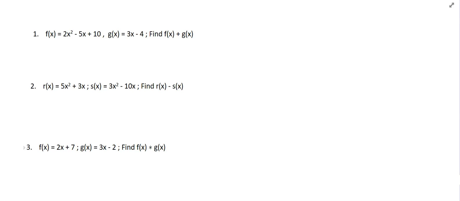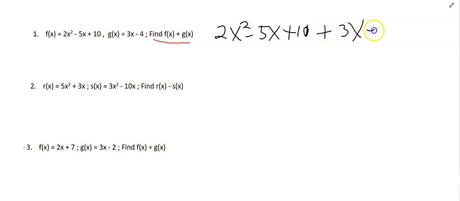In the first example, f of x plus g of x is asking you to add the two functions. All we need to do is identify our like terms with addition. So I'm going to take 2x squared minus 5x plus 10 and add that to 3x minus 4.